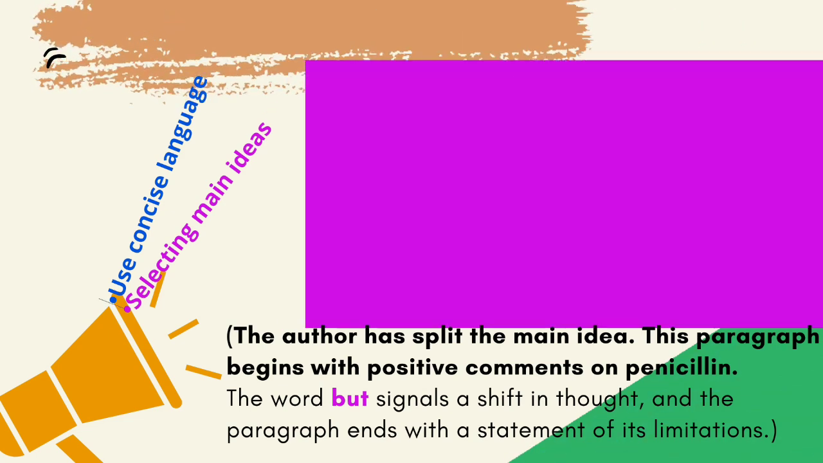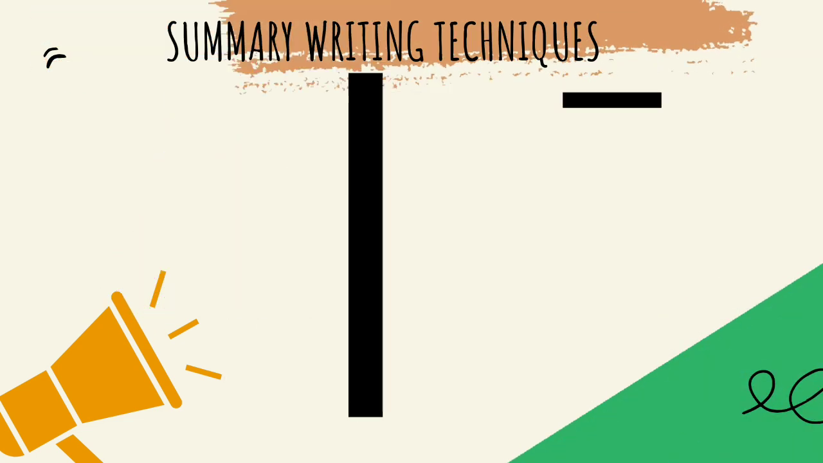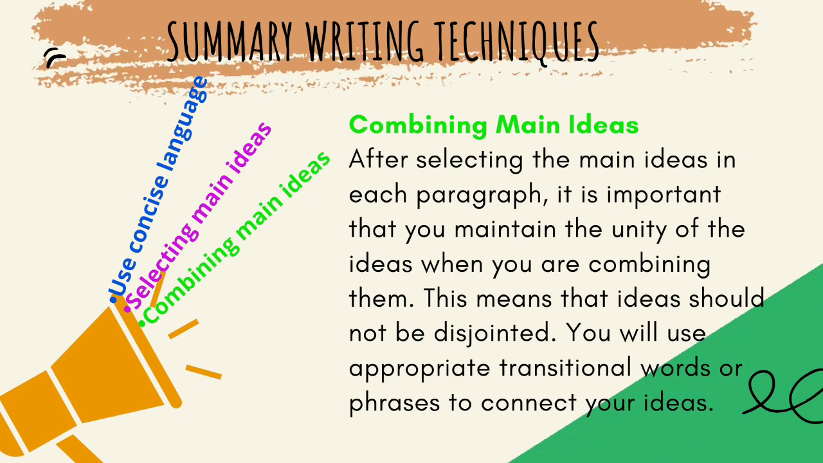After selecting the main ideas in each paragraph, it is important that you maintain the unity of the ideas when you are combining them. This means that the ideas should not be disjointed. You will use appropriate transitional words or phrases to connect your ideas. You will learn more about main ideas in subsequent videos.